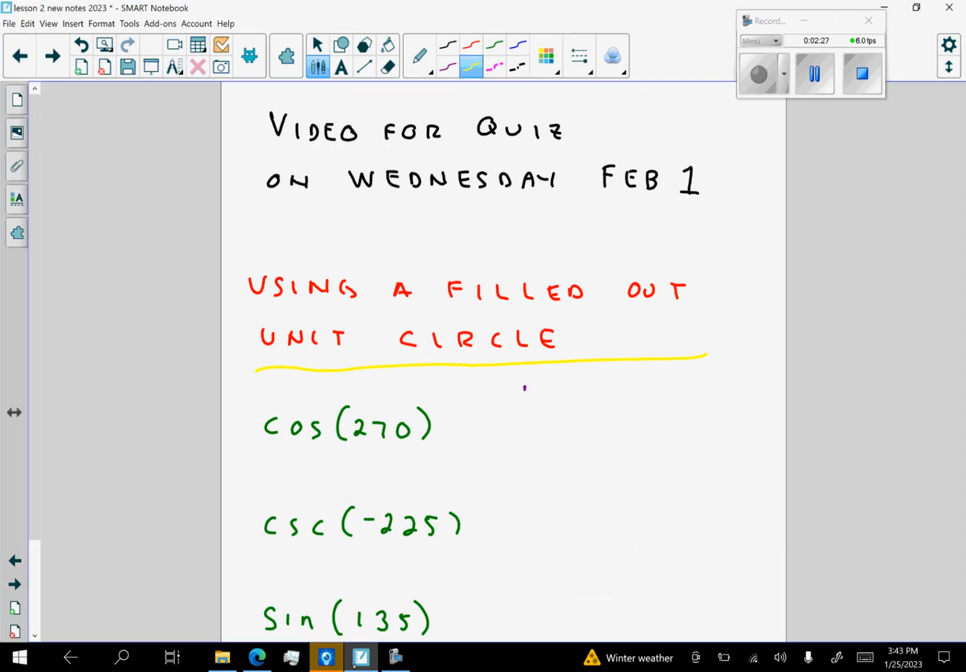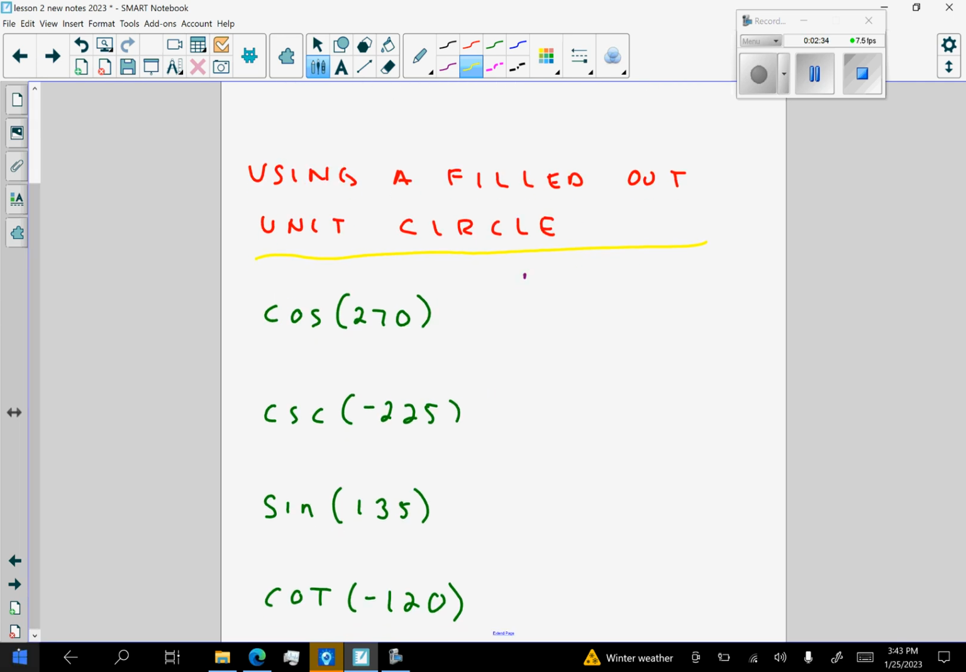And having said that, can you use that unit circle to figure out these particular problems? Here will be just 4 example problems. Cosine of 270, cosecant of negative 225, the sine of 135, or the cotangent of negative 120. And certainly this is going to be done without a calculator. So what I'm going to do is look at the unit circle that I have, but before I do that, how do I figure this out? Well, this is something that you're going to need to know.